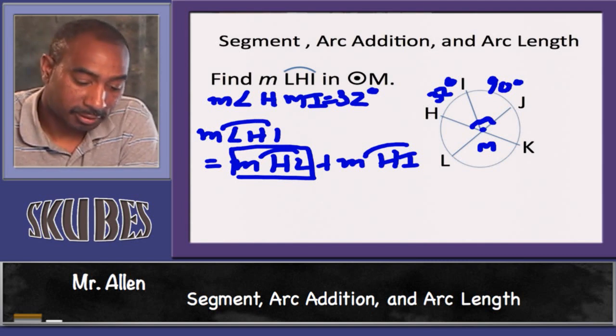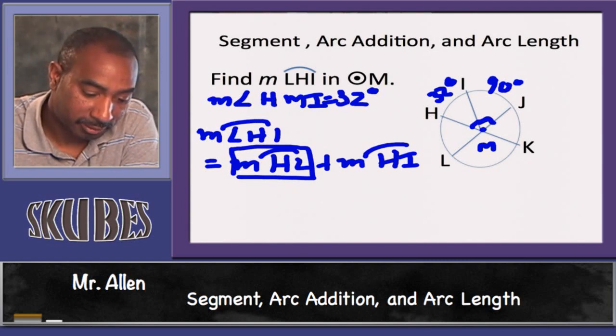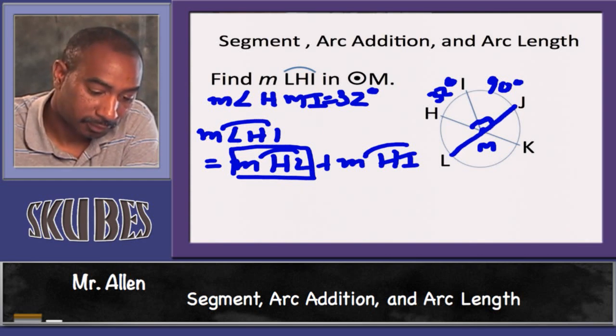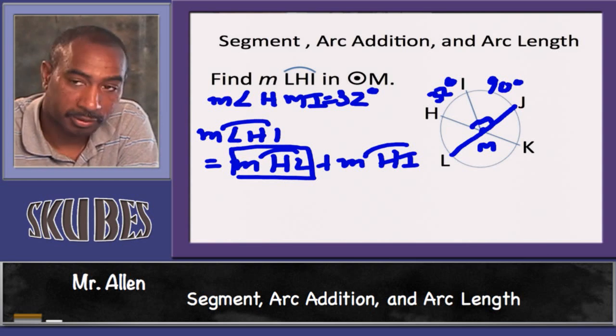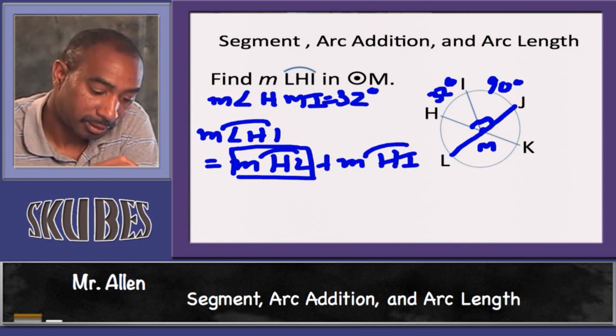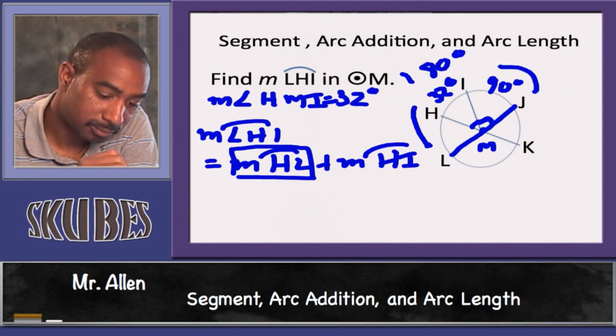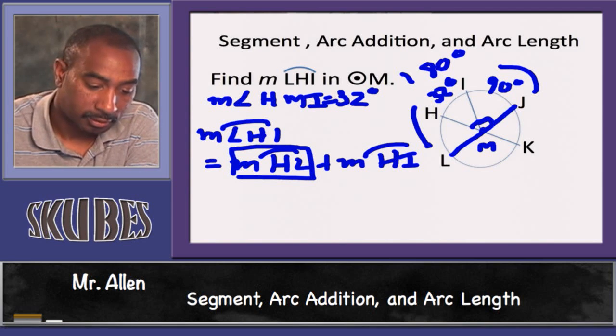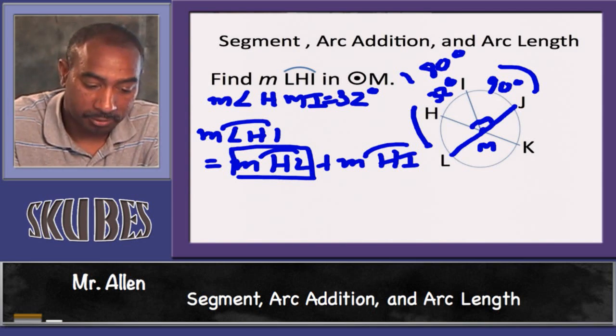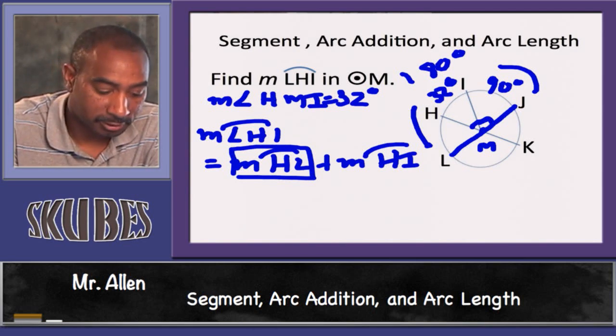And the thing that helps us is that we know this is a diameter here, because it's a chord that goes through the center of the circle. And we know that has a measurement of 180 degrees. So that means this distance from here to here is 180 degrees. So what we're going to do is add these two measures up, 32 plus 90.